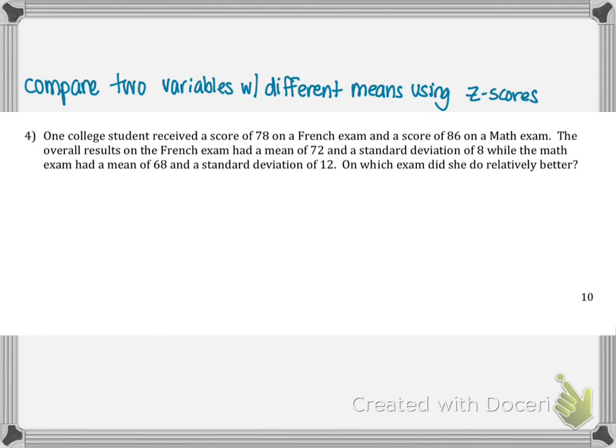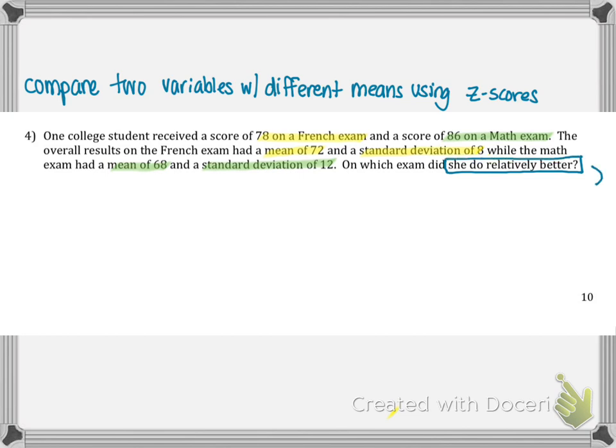One college student received a 78 on the French exam and an 86 on their math exam. Okay, I'll come back for the math. The overall results on the French exam had a mean of 72 and a standard deviation of 8, while the math exam had a mean of 68 and a standard deviation of 12. So what we have here is one score on one exam, a second score on another exam, and two different means and standard deviations for each. And in the end, we're asked on which did she do relatively better.